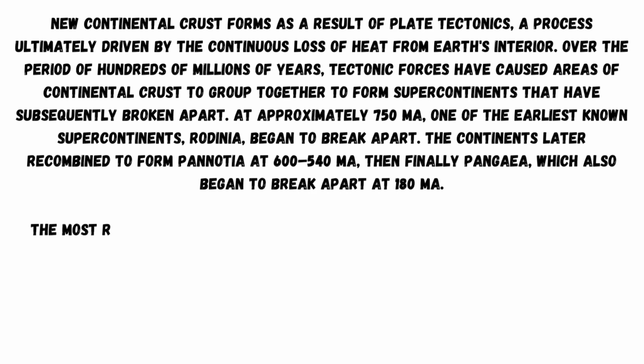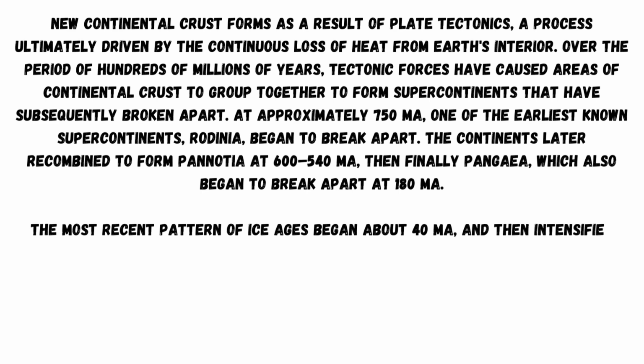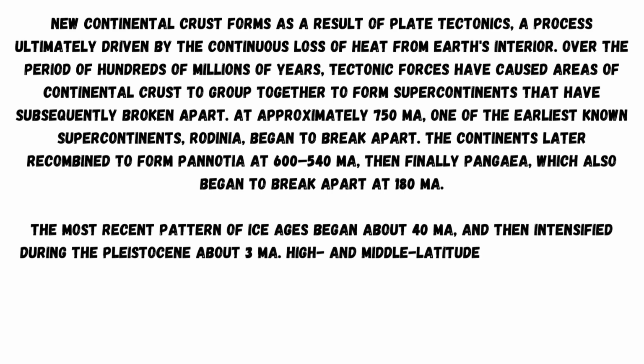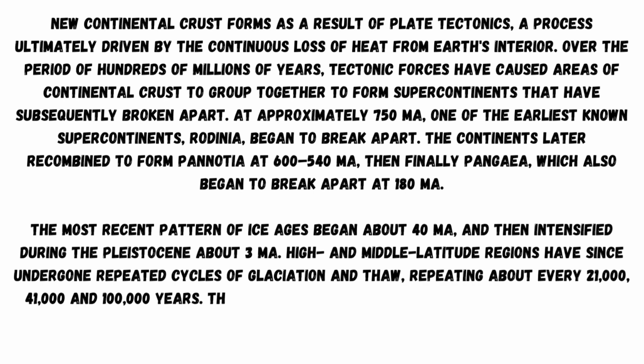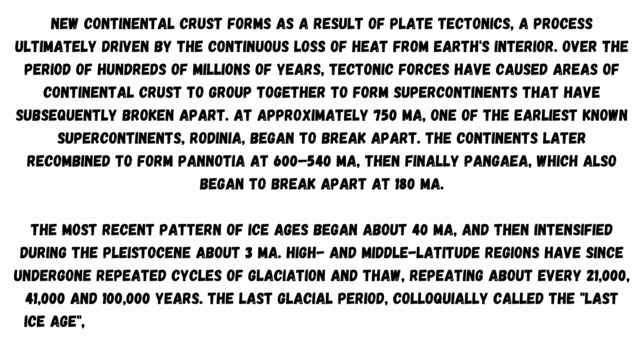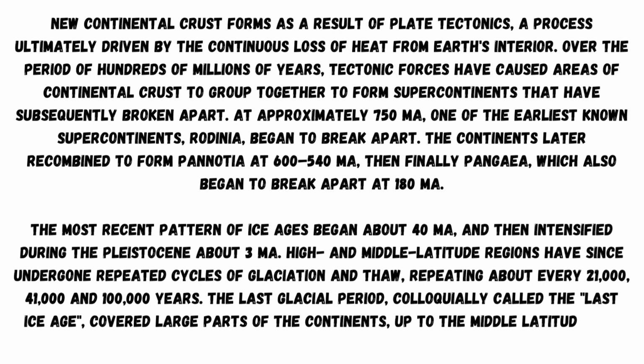180 Ma. The most recent pattern of ice ages began about 40 Ma, and then intensified during the Pleistocene about 3 Ma. High and middle latitude regions have since undergone repeated cycles of glaciation and thaw, repeating about every 21,000, 41,000, and 100,000 years. The last glacial period, colloquially called the last ice age, covered large parts of the continents, up to the middle latitudes, in ice and ended about 11,700 years ago.